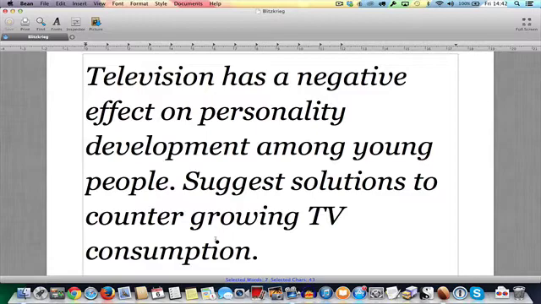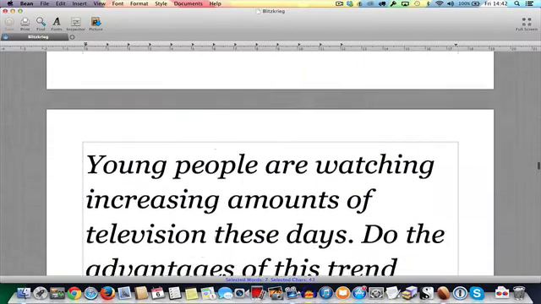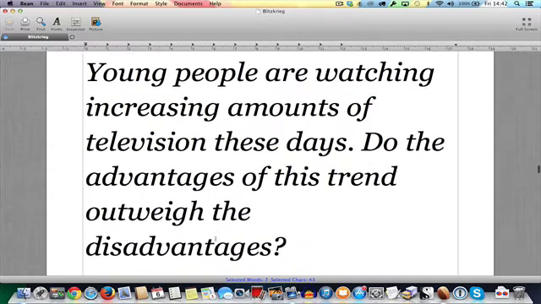So the candidate would be best to declare 2 or 3 possible solutions and confidently support these solutions with evidence using an argument essay structure. So that would be the correct approach here. Now have a look at this question. Young people are watching increasing amounts of television these days. Do the advantages of this trend outweigh the disadvantages?